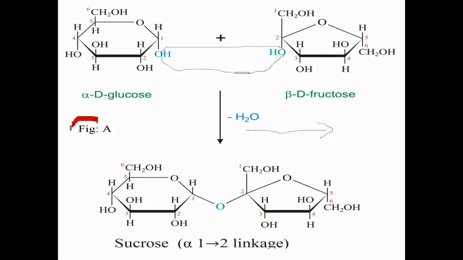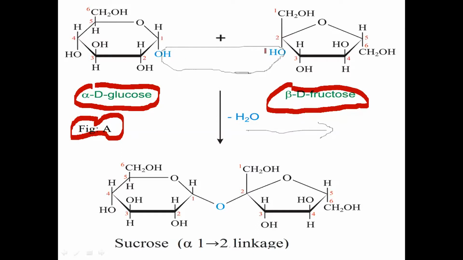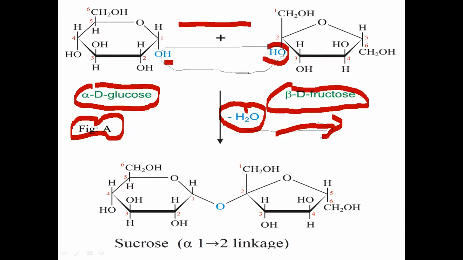Here in figure 1, you can see alpha D-glucose and beta D-fructose combine in a condensation reaction, and as a result, H2O is released in this process. Here, a reaction between the H and the OH group occurs with the release of water. This H is present at carbon number 1 of alpha D-glucose, and this OH group is present at carbon number 2 of beta D-fructose.